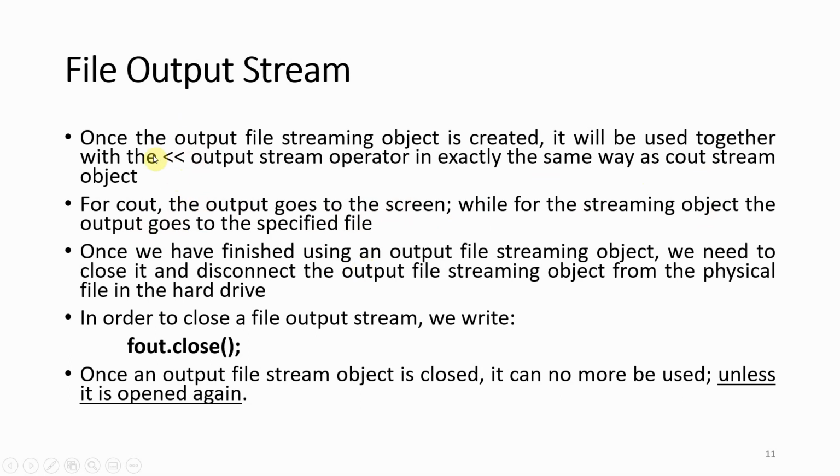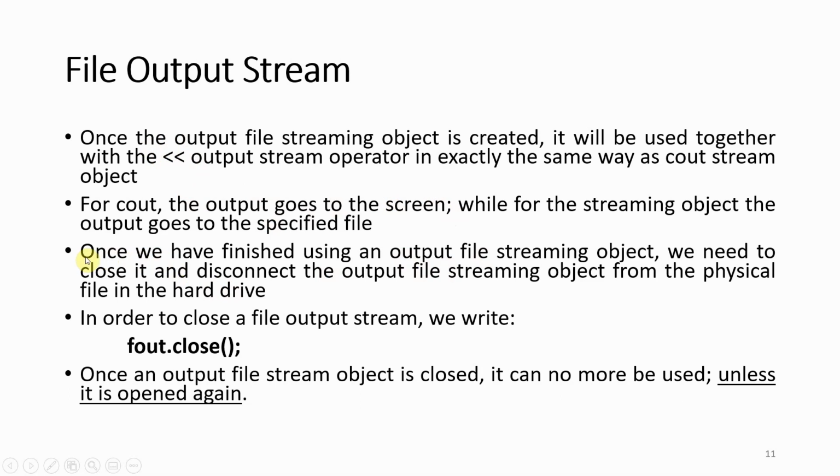Okay, so this would just provide an output to something. If you use it with cout, it would display it on the screen. If you use it with the file streaming object, it would stream it into a file.